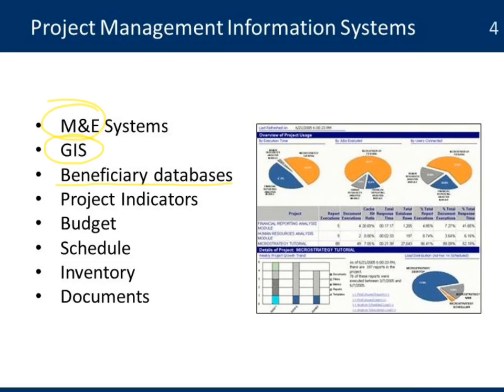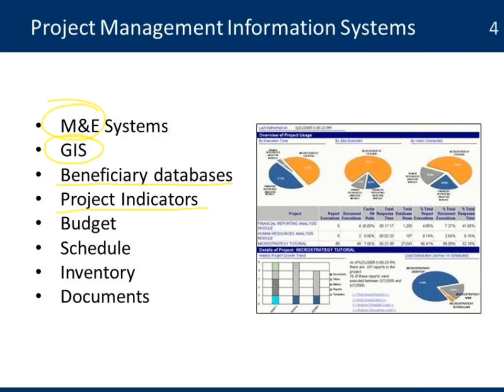Beneficiary databases also are used to collect information from beneficiaries. A good example of that will be a health project that is collecting information from communities in terms of their health records. The idea behind that is to see how the improvements are happening because of the project interventions, and tracking that information is very important in terms of making sure that the information is available and it's of good quality. Project indicators is another way to look at information.